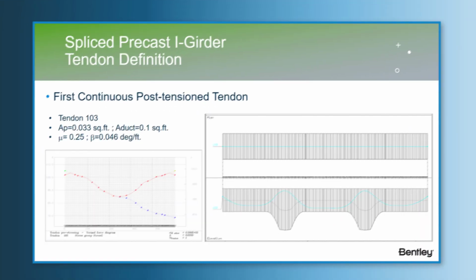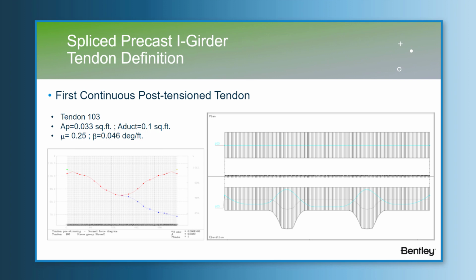After casting the closure pours, it's installed the first continuous post-tension tendon on the I girder. So at the right image, we can see the first continuous post-tension tendon and its profiled geometry. And at the left, the tendon losses and the pre-stress force installed on the girder.